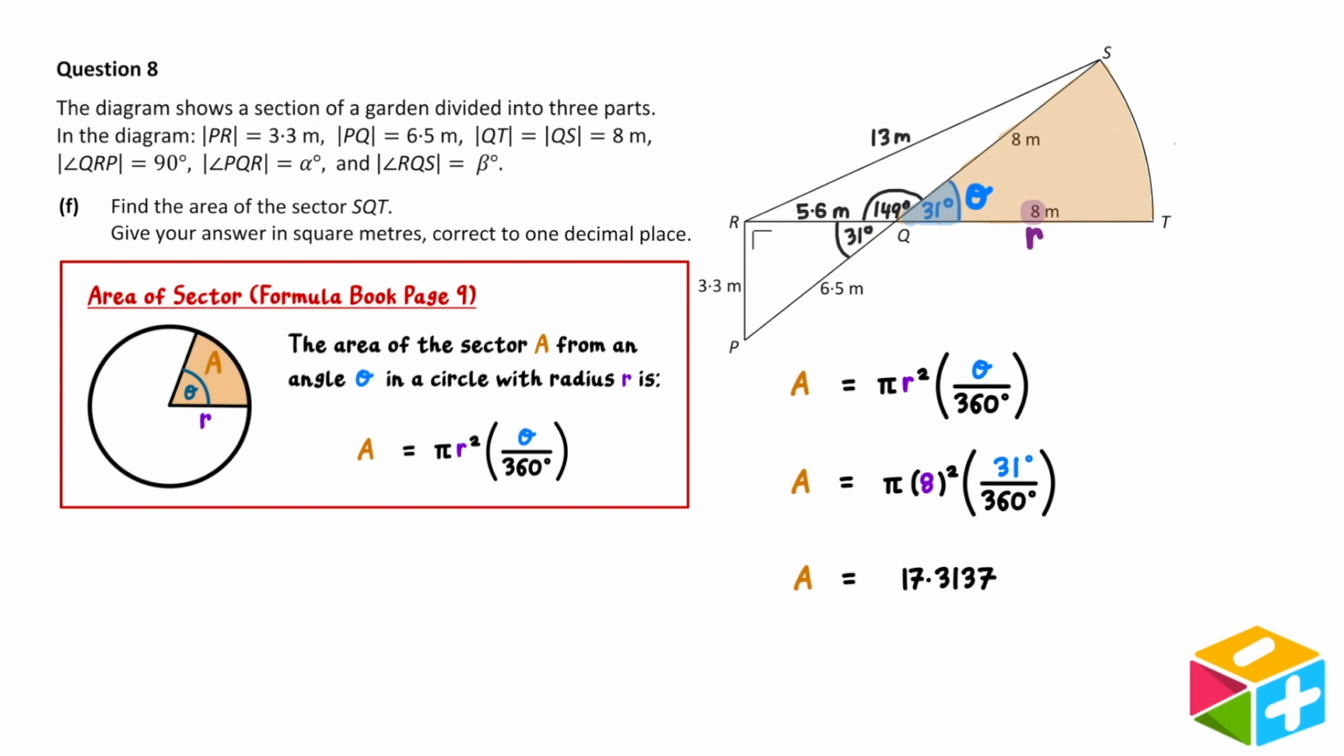When we do the calculation on the right, we'll get out 17.3137. We're asked to give our answer in square meters correct to one decimal place, so rounding this off gives us our final answer of 17.3 meters squared.